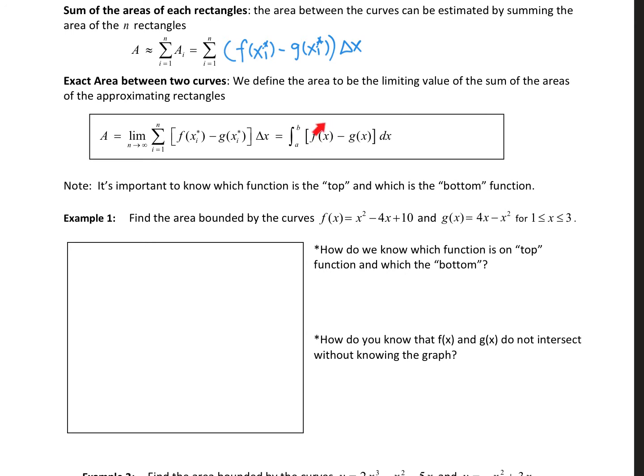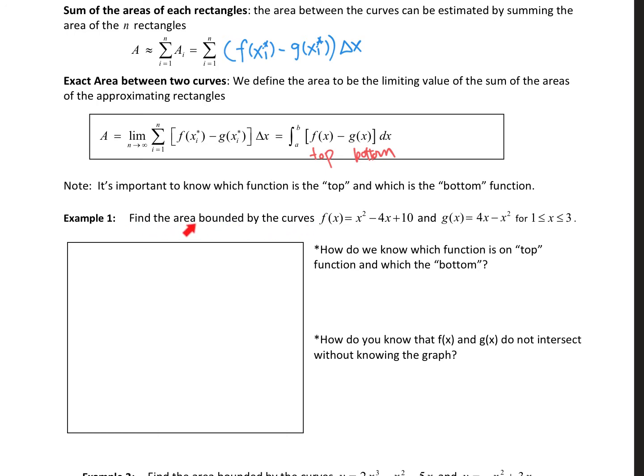Whatever is on top is here, and then whatever is at the bottom is there. So I'm going to again make a note here: top and bottom. Sometimes it's going to be hard to figure out which is the top and which is the bottom, so we'll talk about how you know which is f and which is g.